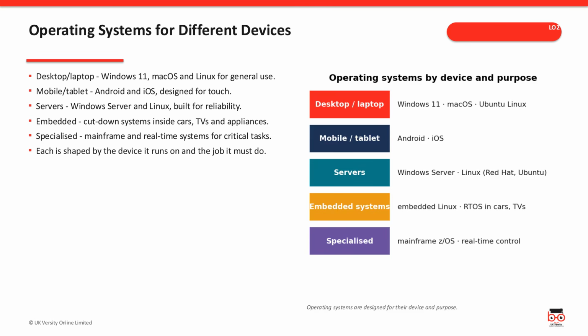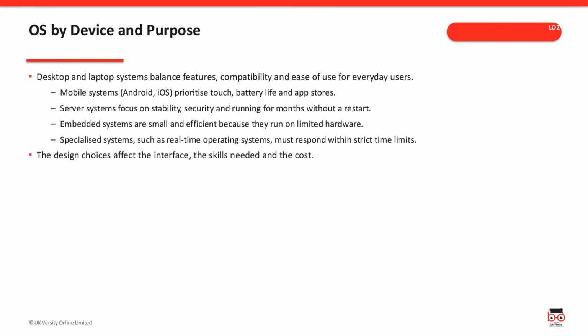It's worth remembering just how many kinds of device run an operating system. On desktops and laptops, you'll meet Windows 11, Mac OS, and Linux. On phones and tablets, it's Android and iOS, built around touch. Servers lean on Windows Server and Linux for rock-solid reliability, while cut-down embedded systems live inside cars, televisions, and appliances. And at the specialist end, there are mainframe and real-time systems handling critical tasks. Each of those is shaped by what it has to do.